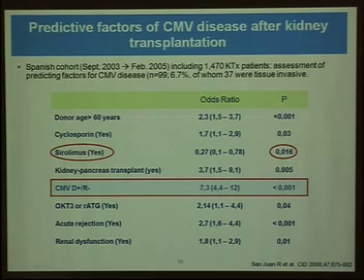This is a registry analysis from Spain, in which we include more than 1,400 patients, in which they examined the risk factors for developing CMV disease. What they found was that, in fact, having sirolimus-based immunosuppression decreased by 73% the risk of CMV infection.